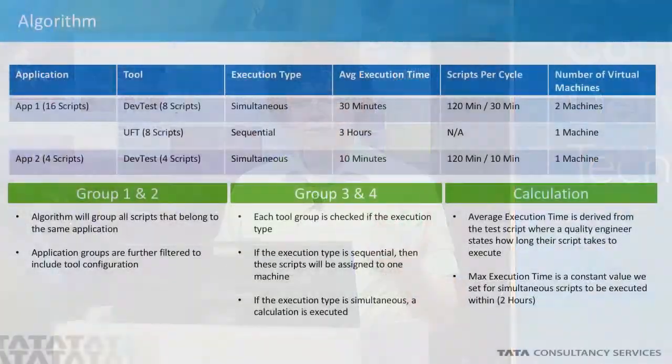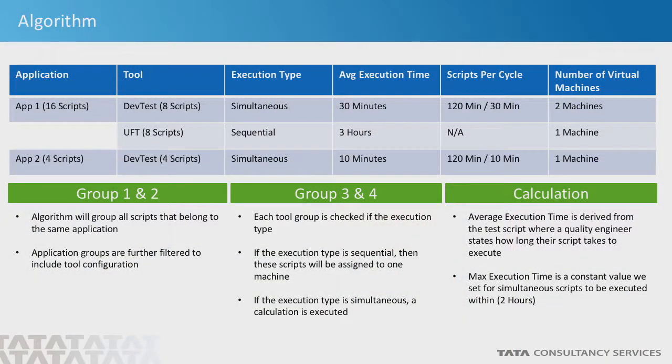Before Ansible has that payload, we have an algorithm. What this algorithm will do, take this example here, is I have 20 test scripts. And those test scripts are composed of 2 applications, application 1 and application 2. Application 1, as you can see here, uses 2 testing tools, DevTest and UFT. So it's a mix, one of those situations where we have a legacy application and a distributed application together, 2 different components.